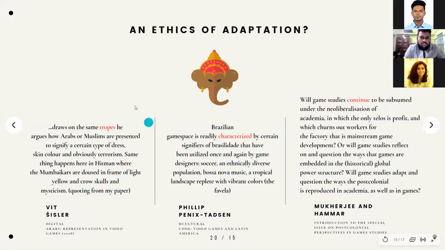So here I would refer to three kinds of works. Number one is Wit Sisler's Digital Arabs and the Representation in Video Games. Sisler draws on the same tropes. He argues how Arabs or Muslims are presented to signify a certain type of dress, skin color, and obviously terrorism. The same thing happens here in Hitman, where the Mumbaikars are doused in a frame of yellow and crow skulls and mysticism. Be it Vanya Shah, the crow skulls, the light yellowness, or the name Dawood Rangan hinting at the seedy underbelly of Mumbai, and Frog and the Nightingale, or whatever. These signifiers play into the imagination of creating India, so to speak.